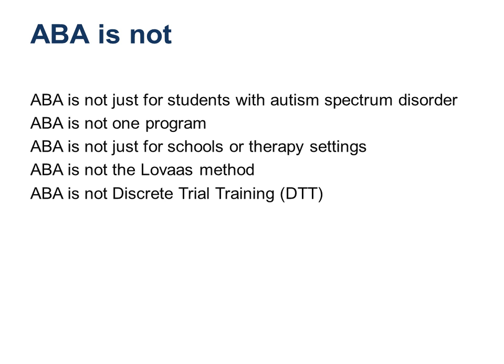ABA is not just for students with autism spectrum disorder. ABA is not just one program. It's not a kit. It's not just for schools or therapy settings. It's not the Lovaas method, which many people associate it with, nor is it the discrete trial training or the DTT or ITT, intensive teaching trials.